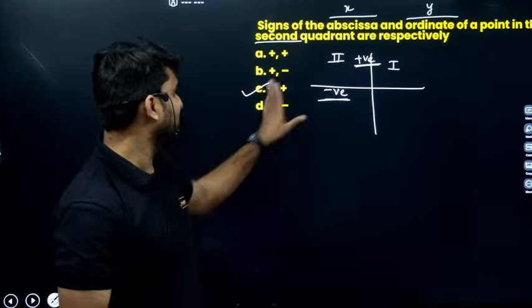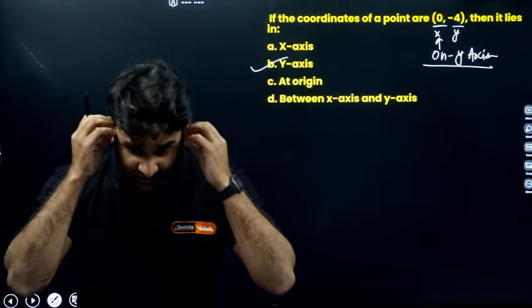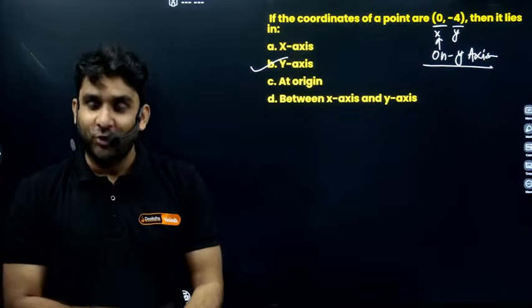Okay. So abscissa and ordinate is clear.